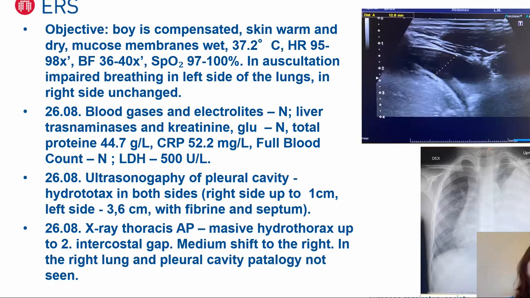When he came, we only saw a slightly raised temperature, 37.2 degrees Celsius, and in auscultation, impaired breathing on the left side of the lung. All the blood tests are normal, except CRP is 22.2 milligrams per liter, and lactate dehydrogenase is 500 units per liter. In ultrasound, hydrothorax on both sides is seen, on the left side up to 3.6 centimeters, and in X-ray, massive hydrothorax, as you see in the picture.